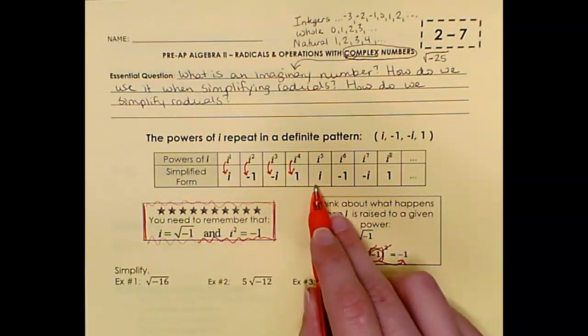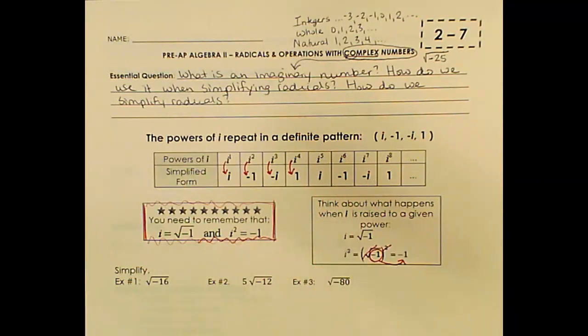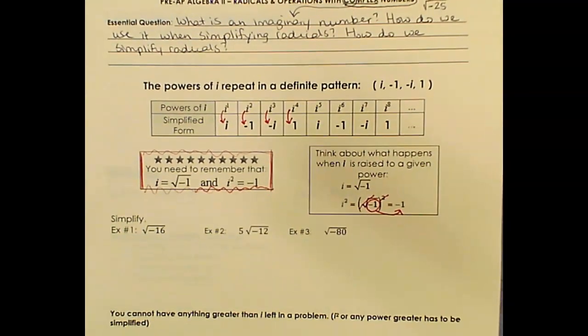And then they start repeating over again: I, -1, -I, 1, and so on. So this is something that you will want to try and commit to memory, and it will be easier the more examples that you do, the more practice that you have. But let's start out with an example.